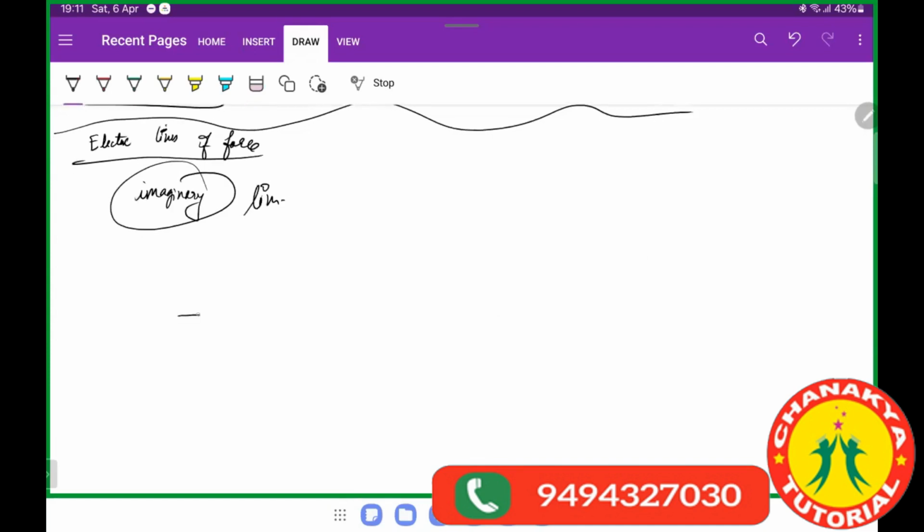Now, one assumption here: whenever it is a positive charge, the lines are radially outward. When it is a negative charge, they are radially inward.